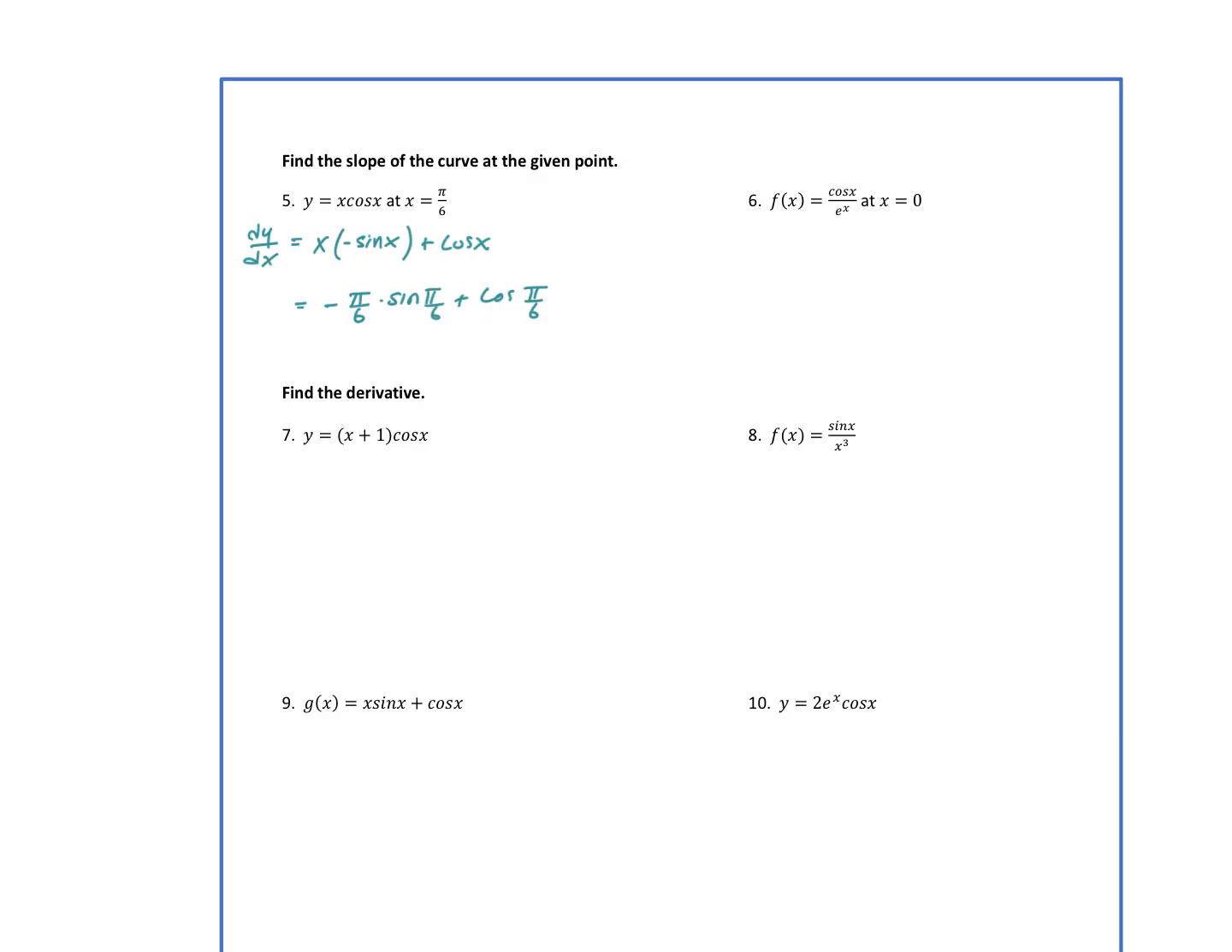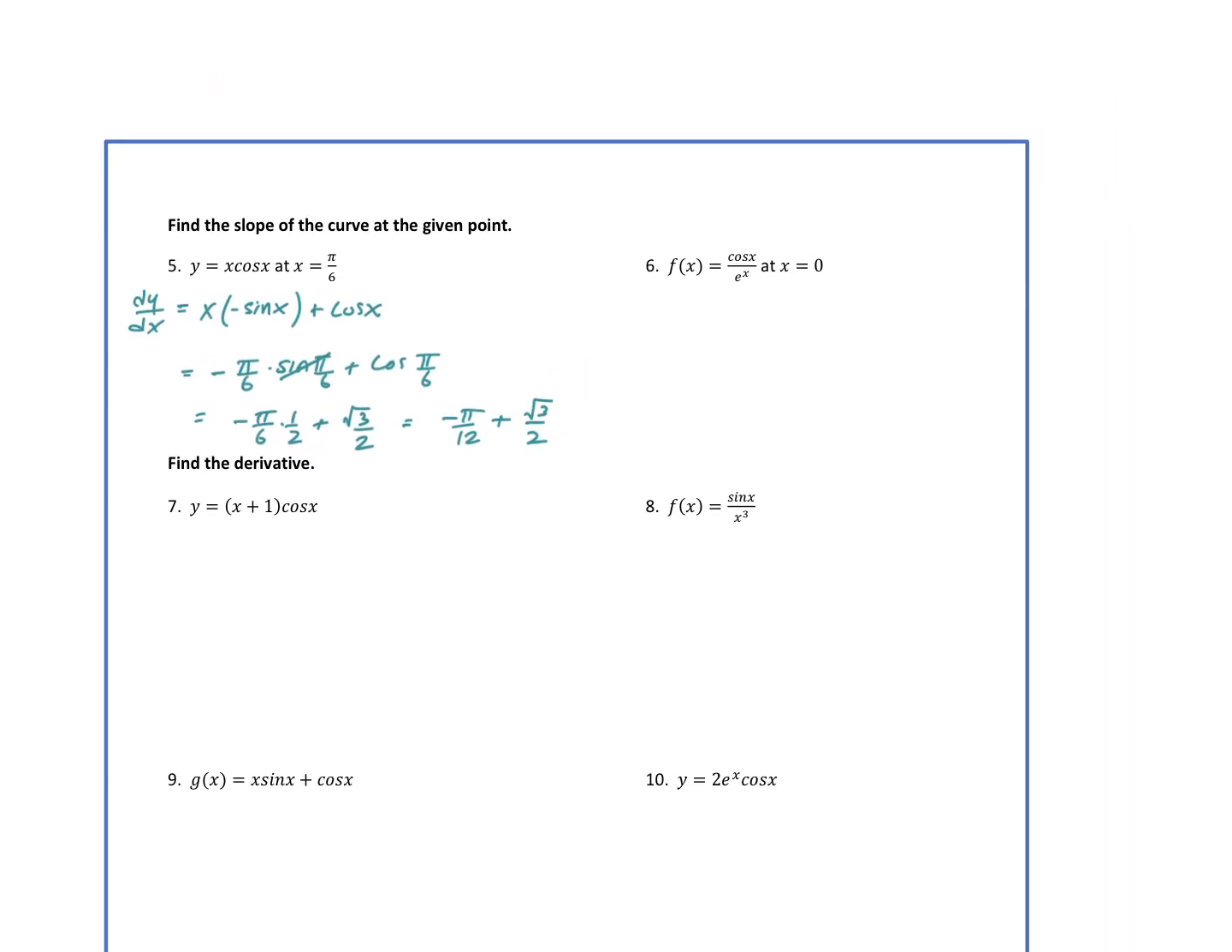So again, we have the product rule. So it was the first times derivative of the second plus the second times derivative of the first, which was just a 1. Sine of pi over 6 is 1/2. Cosine of pi over 6 is root 3 over 2. We could leave it as negative pi over 12 plus root 3 over 2.